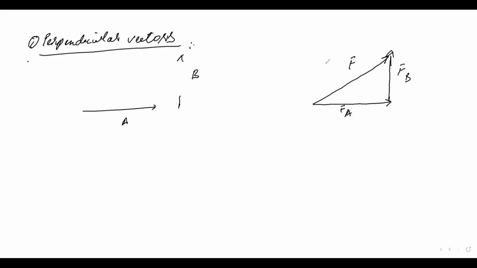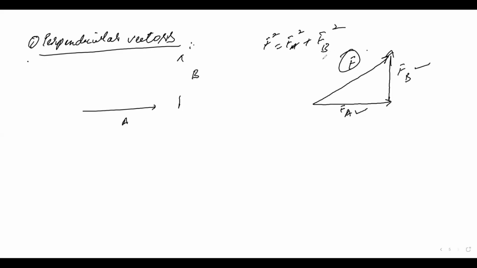I'm just asking you, if you've got the FA and FB over here, whatever the magnitude of FA is, whatever the magnitude of FB is, how would you talk about F? Exactly, Bilal. We're going to apply the Pythagoras theorem over here, right? So that is just going to be F square equals FA square plus FB square.